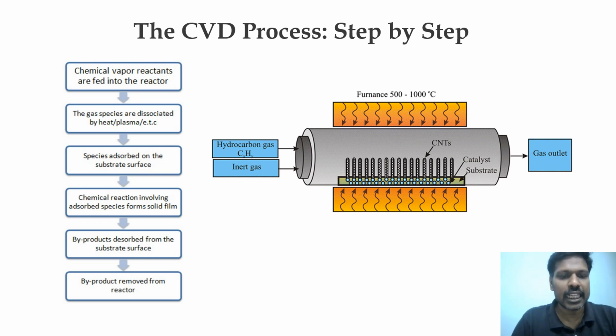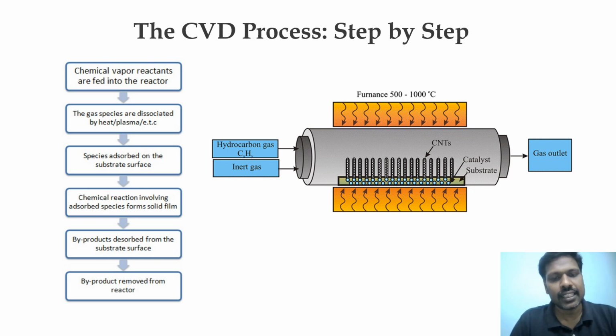Step 2: Transport to the substrate. Once the vapor enters the chamber, it moves towards the heated surface, which is called the substrate. The gases slowly reach the surface and spread evenly across it. This step is very important because uniform movement of gases results in uniform coating on the substrate.